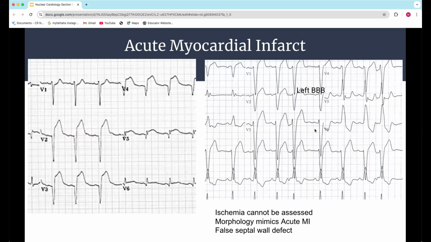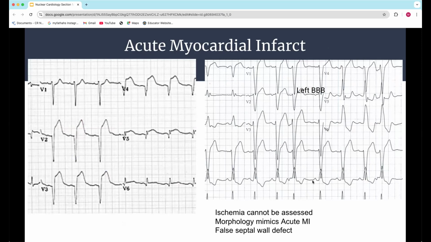Okay, it doesn't fill back up with blood. And so when you take your pictures, it's going to look like there's low blood flow in the septal wall. And you might think, okay, we have a defect in the septal wall. We're not getting blood flow. And you're going to say that's a positive stress test, when in fact it's not. So those are the two reasons why we don't exercise a left bundle branch block.